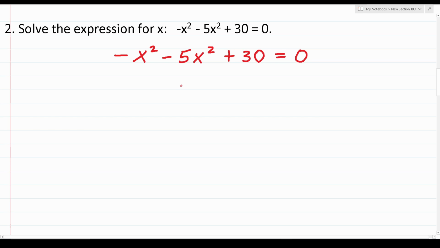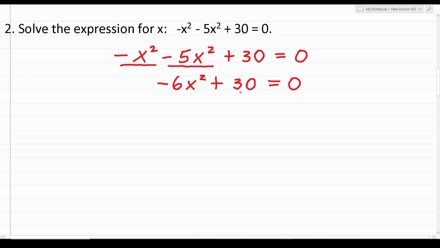First things first, right away, I see a pair of like terms, notably negative x squared and negative 5x squared. Again, like terms have the same letter variable raised to the same power. In this case, we have the letter variable x raised to the second power, and here we have the letter variable x raised to the second power. So since those are like terms, we can go ahead and combine them. Negative x squared minus 5x squared is negative 6x squared, and then this is plus 30 equals 0.